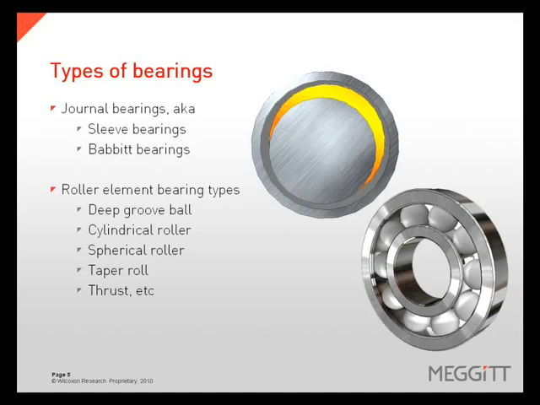Generally speaking, there are two types of bearings: journal bearings, sometimes called sleeve or babbitt bearings, and roller element bearings, which include different types like deep groove ball bearings, cylindrical roller bearings, spherical roller bearings, taper roller bearings, thrust bearings, and others.